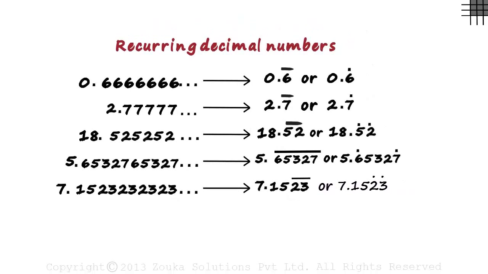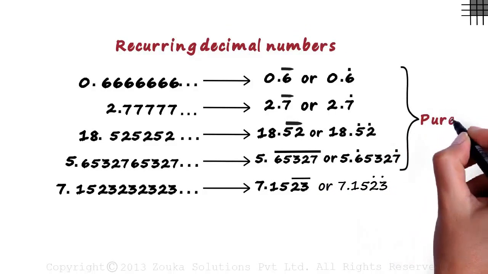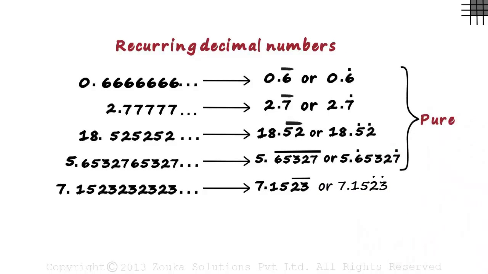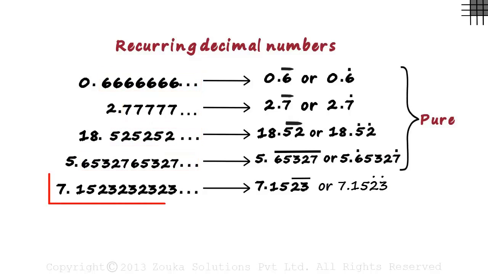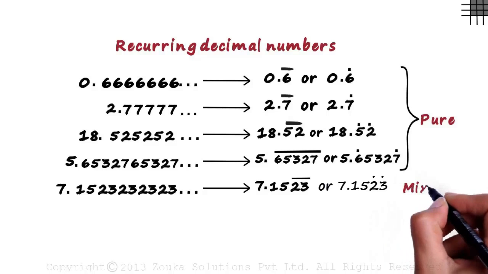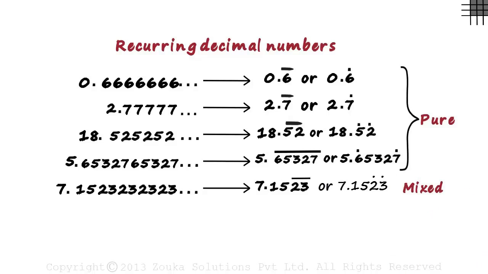The first 4 examples we saw are pure recurring decimal numbers. We call it pure since all the numbers after the decimal point follow a repeating pattern. Now look at the 5th example. The first 2 digits are not part of the repeating pattern. 15 is not repeated. So what do we call this kind of recurring decimal number? No, we don't call it impure. We call it a mixed recurring decimal number. It's a mixture of non-repeating and repeating.